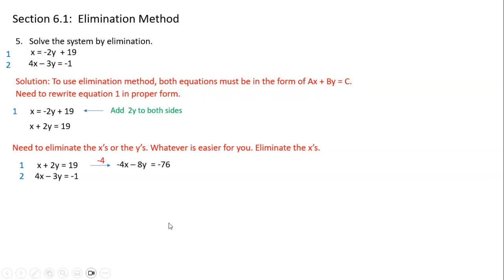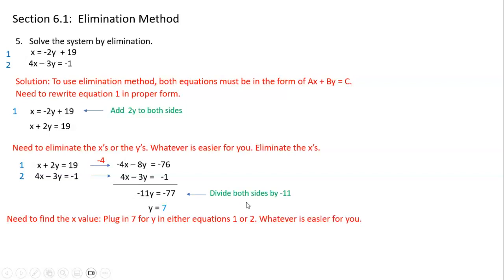So when I multiply negative 4 to all of equation 1, we get negative 4x minus 8y is equal to negative 76. Now that I have that, I am going to add it to equation 2. When I do this, you'll see that I eliminated my x value. Negative 4x plus 4x is 0. Negative 8y minus 3y is negative 11y. To solve for y, I'm just going to divide both sides by negative 11. And when I do this, I get a 7.